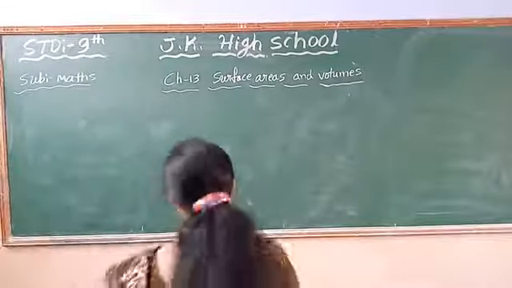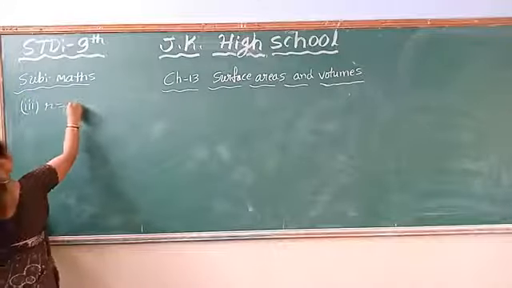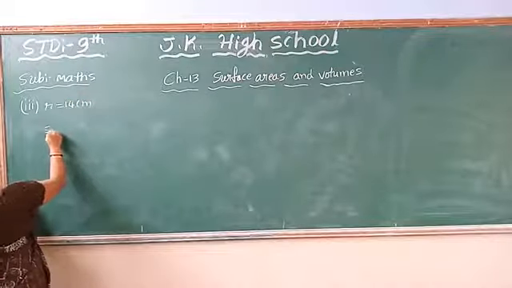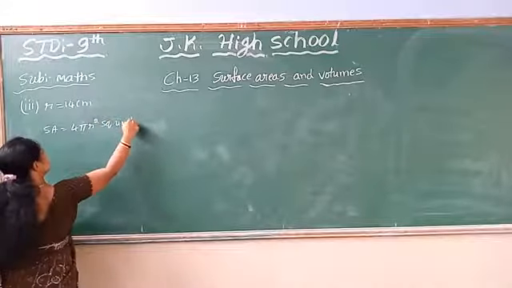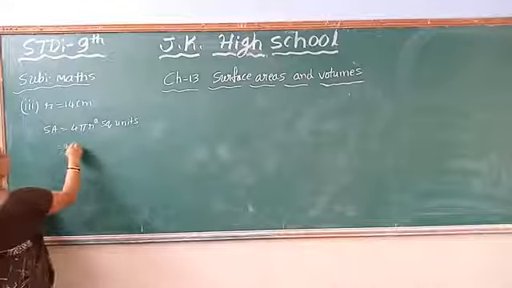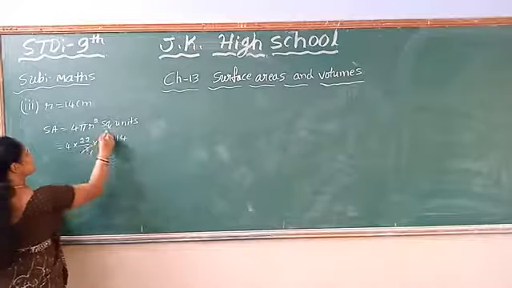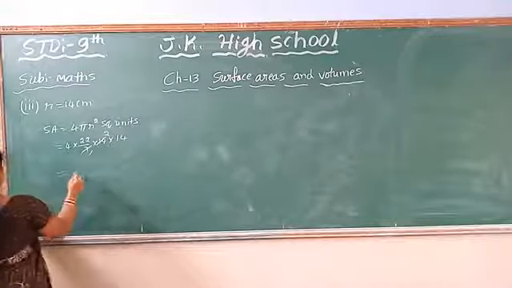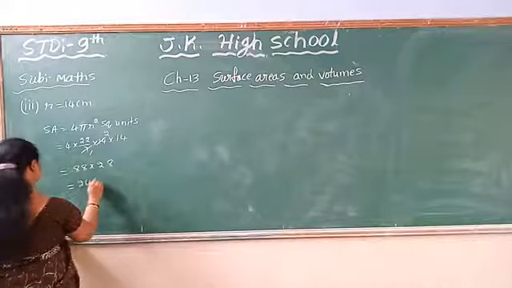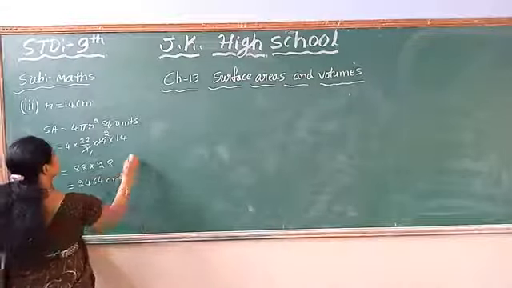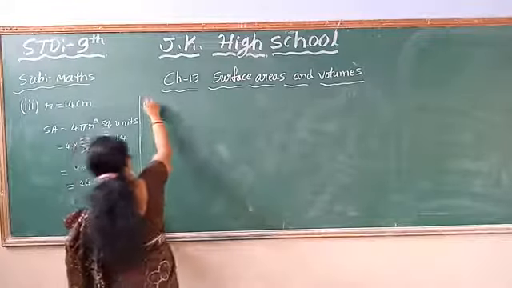In the same way, the third one has radius value 14 centimeter. Find the surface area of the sphere. The formula is 4 pi r square. Substitute the values: 4 into 22 by 7 into 14 into 14. 7 twos are 14. Then multiply, and you are going to get 2464 centimeter square.